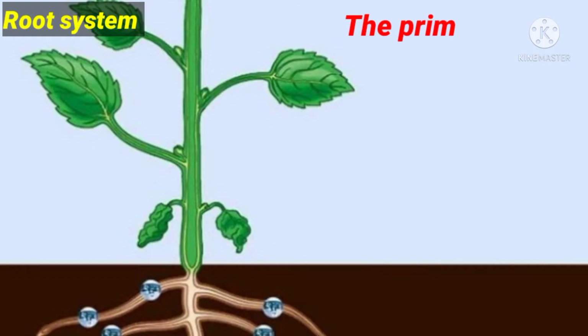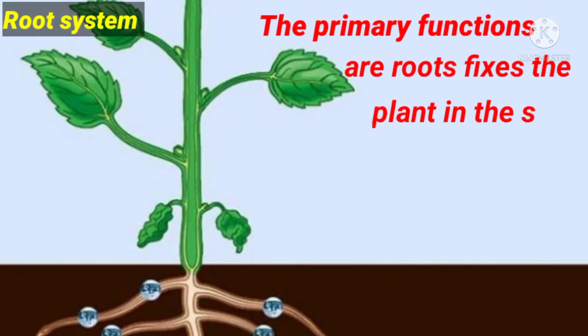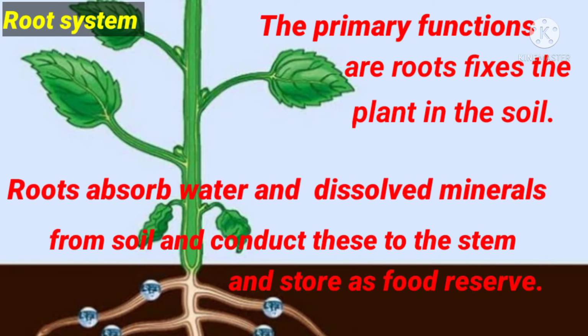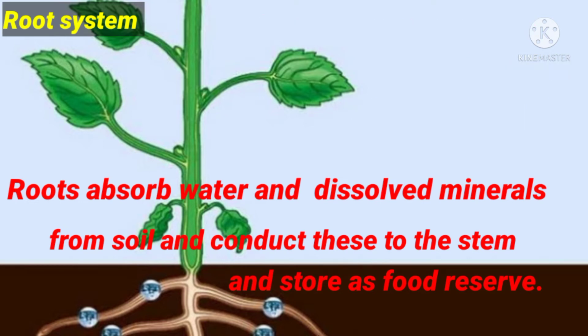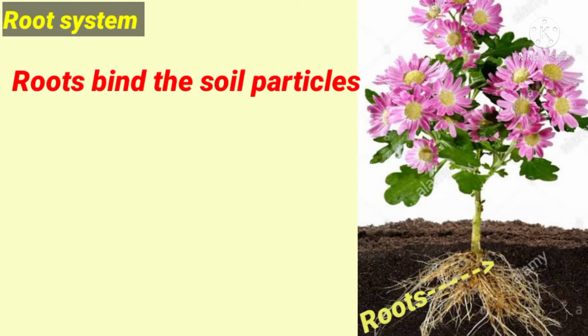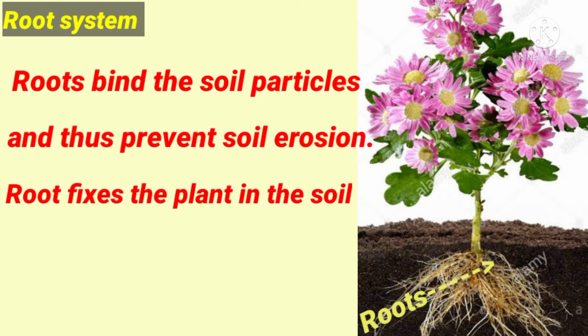The primary function of the roots is to fix the plant in the soil. Roots absorb water and dissolved minerals from the soil, conduct these to the stem and store food reserves. Roots bind the soil particles and thus prevent soil erosion. Roots fix the plant in the soil and hold it strongly.